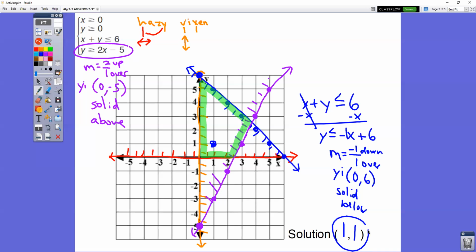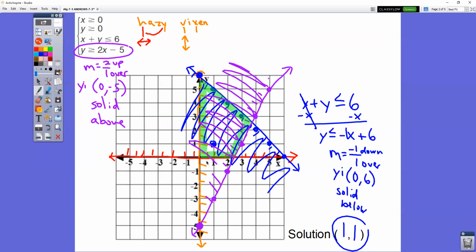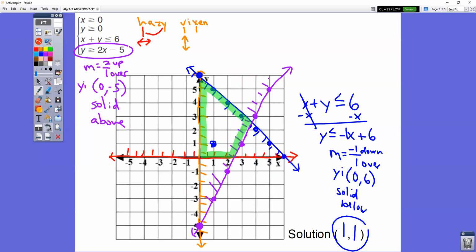Think about how ugly this graph would have been if I would have started going like this and like this and like this. You can't tell what is going on if you try to shade it like that. So again, I would not suggest shading like that. I would suggest shading like this just to try and keep things nice and neat.